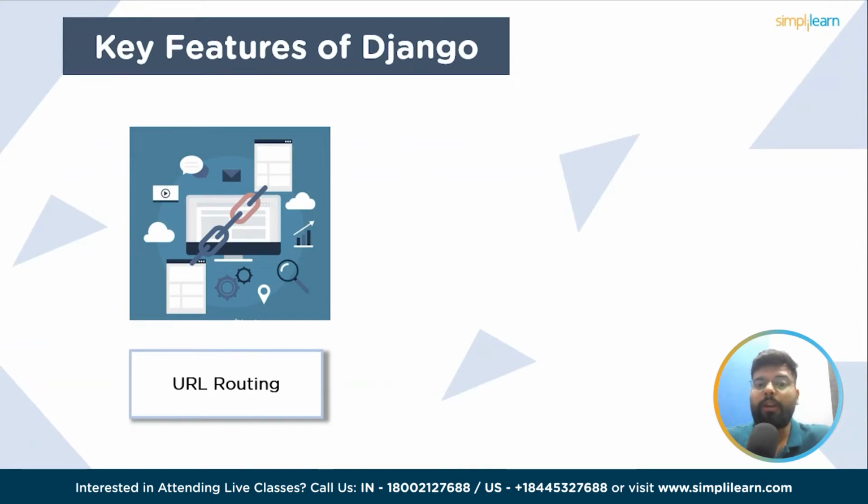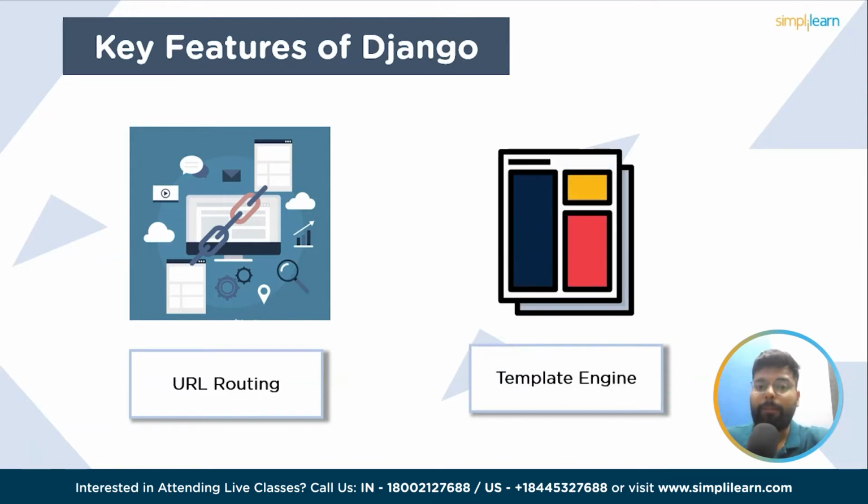And next, we have URL routing. Django provides a URL routing system that allows developers to map URLs to views, making it easy to build complex web applications with multiple pages and views. Next we have the Template Engine. Django has a built-in template engine that allows developers to create HTML templates using Python code. This makes it easy to build dynamic web pages that can display data from a database or other sources.